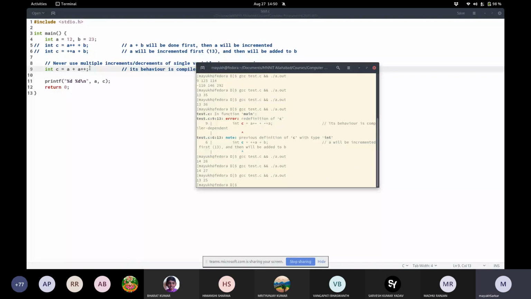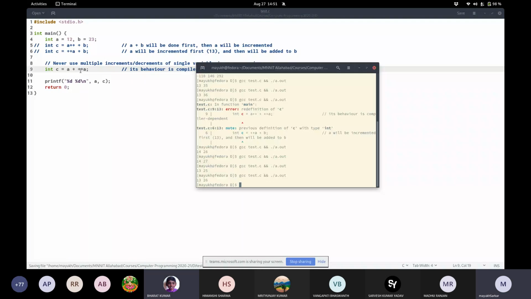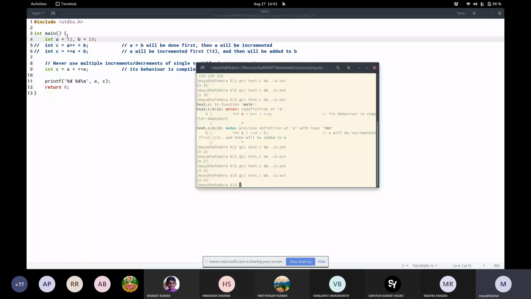Again, one variable is incrementing while the other variable is being used. So it is not quite safe. But what about if I use A plus plus plus A? It's 26. One thing to observe here: for this, plus plus A is first being incremented to 13. Now the value of A is already 13, so these two 13s are being added and it is giving you 26. Is it clear, whatever I said?